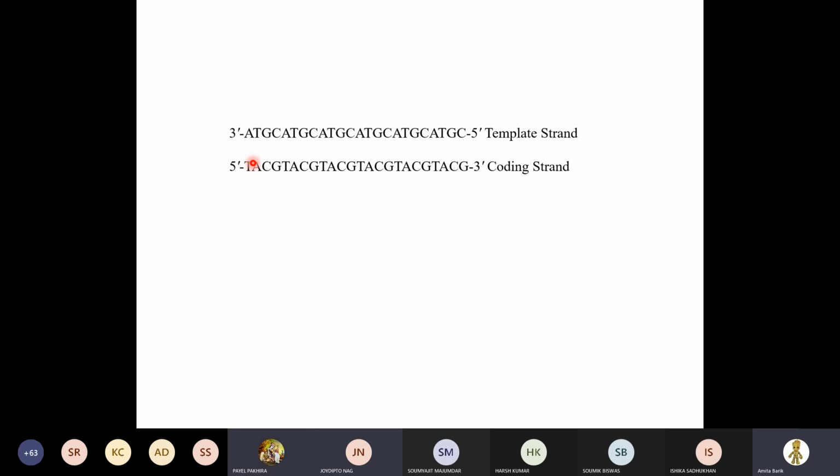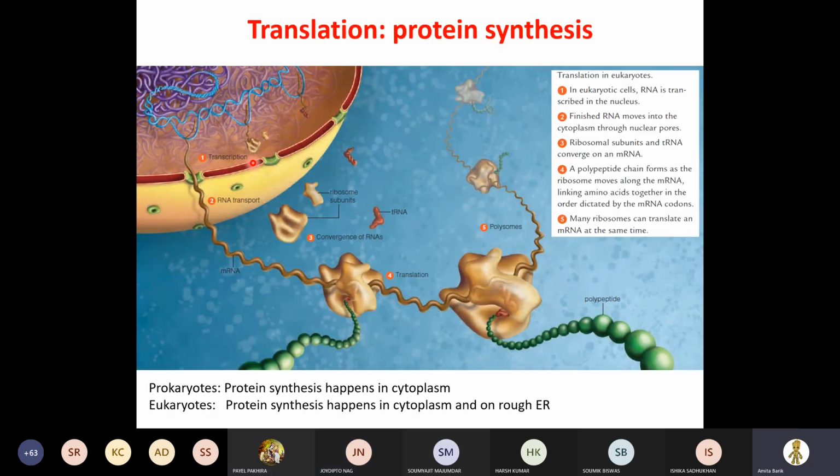Let's move to the other machinery, that is protein synthesis. Protein synthesis is known as translation. In prokaryotes, it happens in the cytoplasm. In eukaryotes, it happens in the cytoplasm and also on the rough endoplasmic reticulum. In eukaryotes, the RNA is transcribed in the nucleus. Then the RNA moves from the nucleus to the cytoplasm through the nuclear pores.